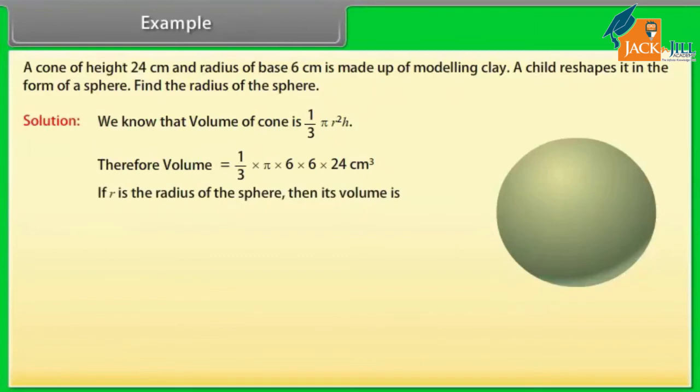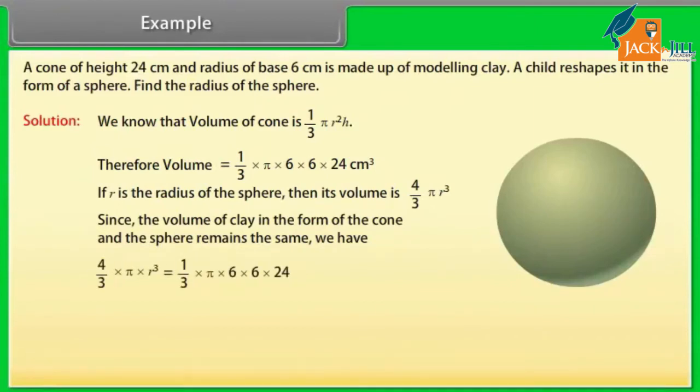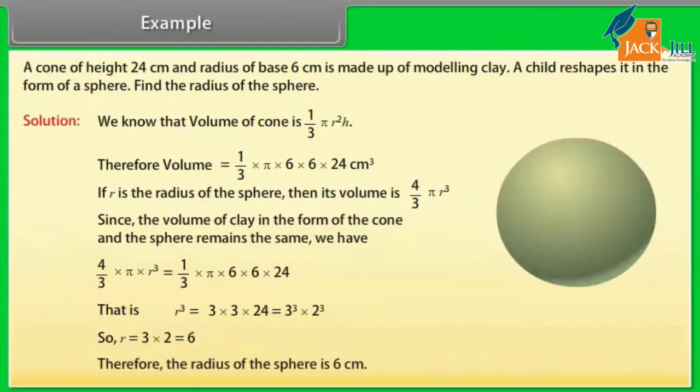If r is the radius of the sphere, then its volume is 4 upon 3 pi r cube. Since the volume of clay in the form of cone and the sphere remains the same, we have, that is, so R is equal to 3 into 2 is equal to 6. Therefore, the radius of the sphere is 6 centimeter.